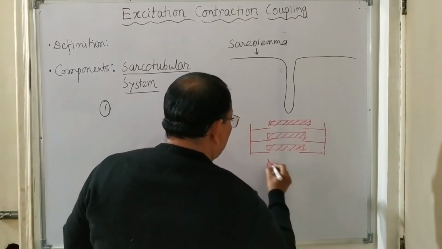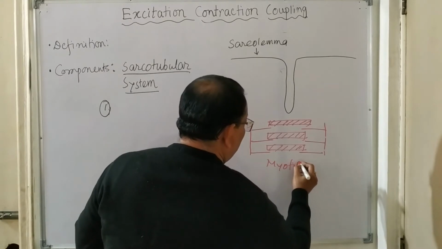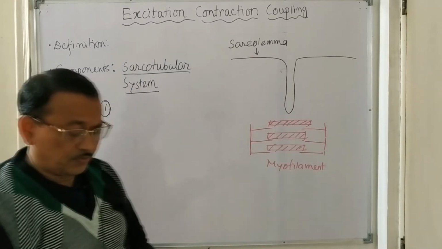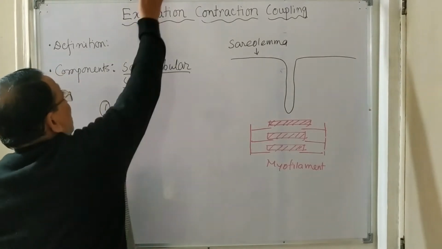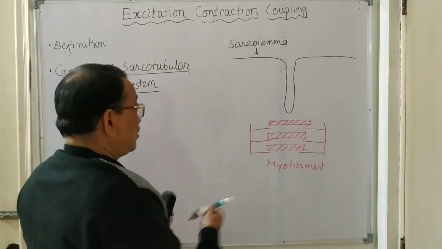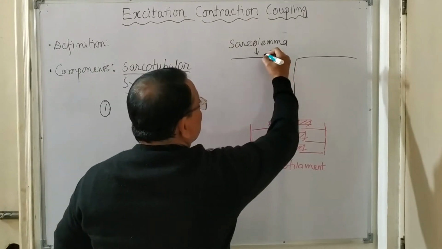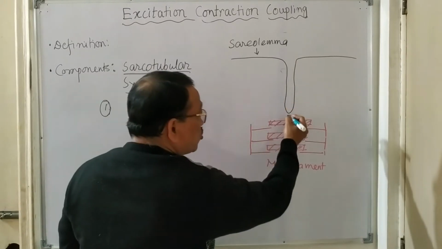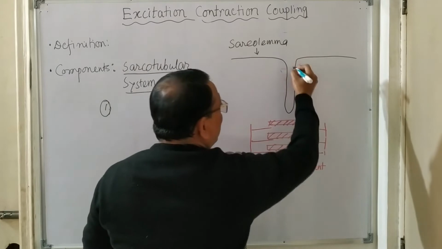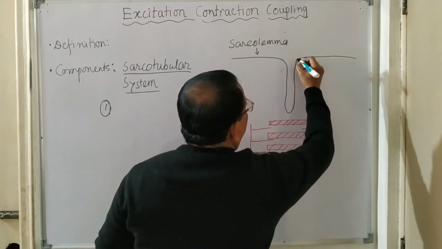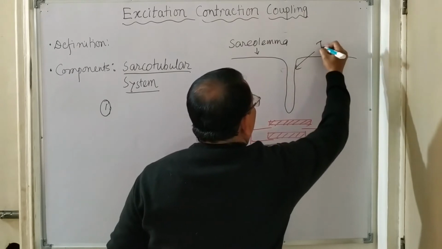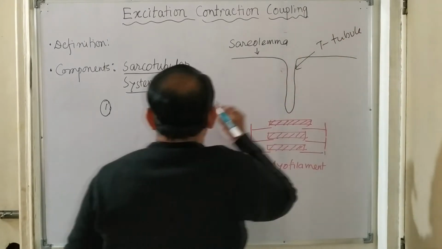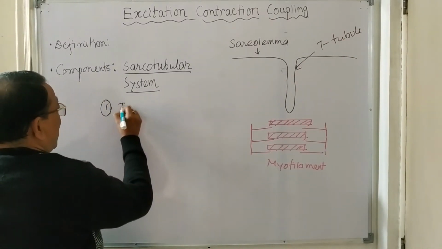So these are the contractile elements of the muscle, which are responsible for contractions of the muscle. Now, the sarcolemma, the muscle membrane, goes deep or invaginates towards the myofilament in a tubular structure, and this is known as the T-tubule, the transverse tubule. So the first component of the sarcotubular system is the T-tubule.